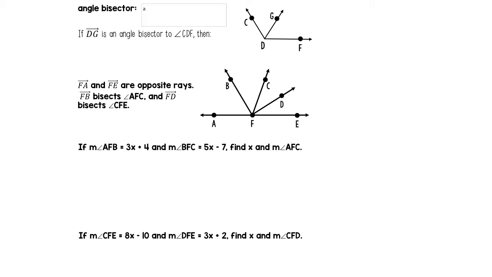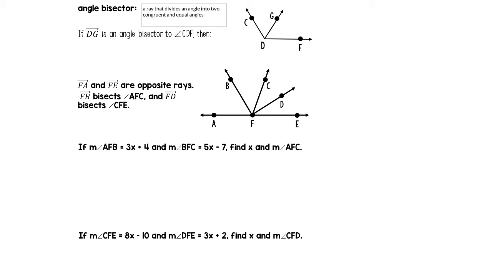So this is a ray that divides an angle into two congruent and equal angles. So an angle bisector literally is just a ray that splits an angle exactly in half. All right?